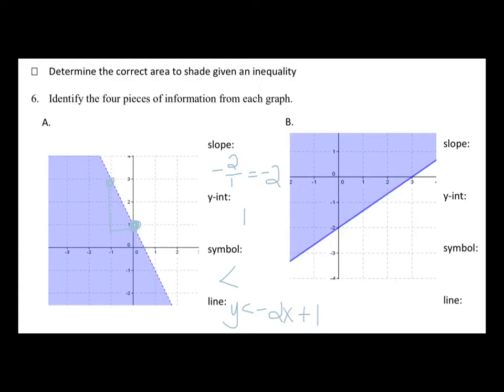So we're going to do the exact same thing on question B. We picked 2 points, so here's a point and here's a point. This is going up 2 over 3, and it's a positive slope, so slope of 2 over 3. Our y-intercept is negative 2. It's a solid line shaded above, so greater than or equal to. And we put it all together, and we get this as our inequality for the line.